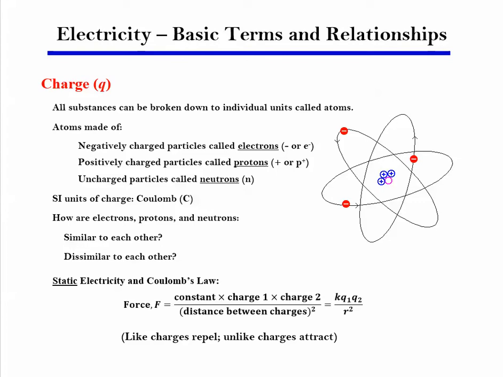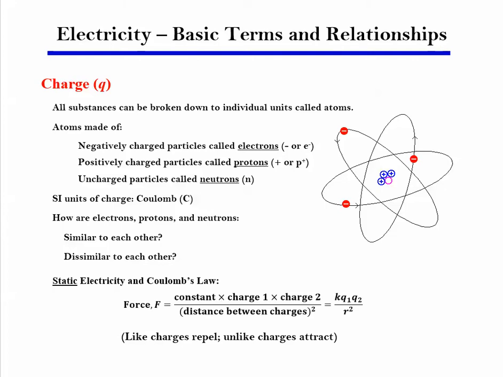Now, how are electrons, protons, and neutrons similar and dissimilar to each other? Well, electrons and protons are similar in that they both have the same amount of charge, but they are dissimilar in that their charges are opposite to each other. And even though electrons and protons have the same amount of charge, electrons have much less mass than protons. It turns out that protons are about 2,000 times more massive than electrons.